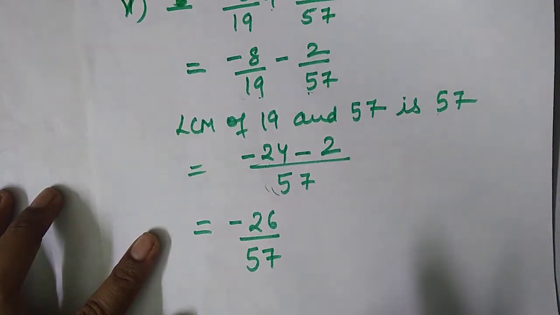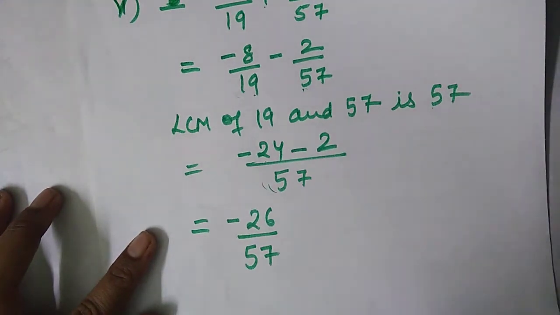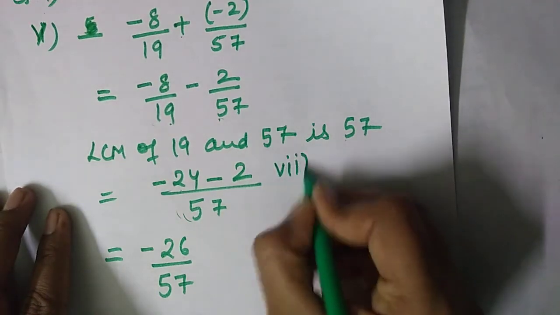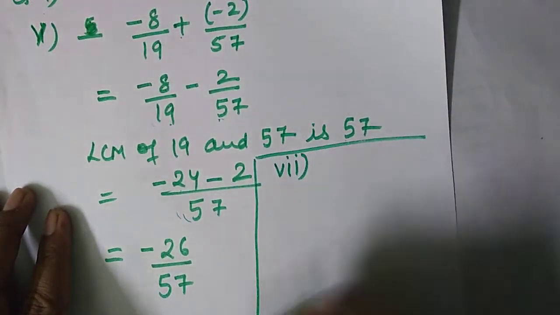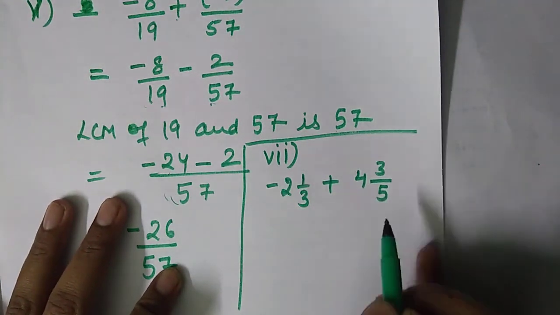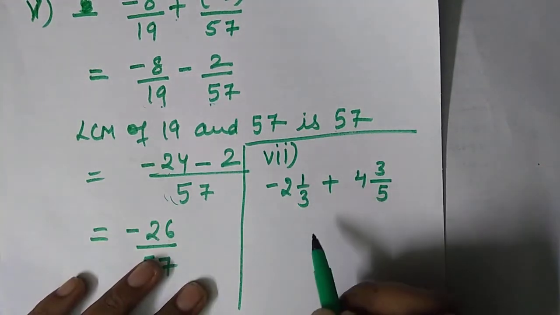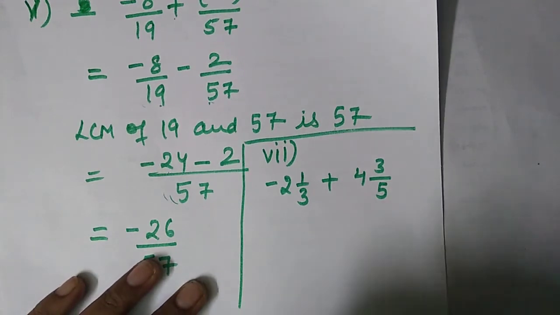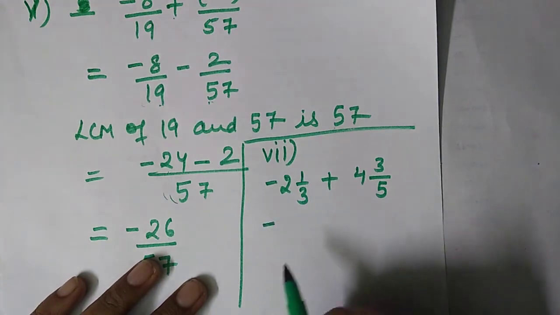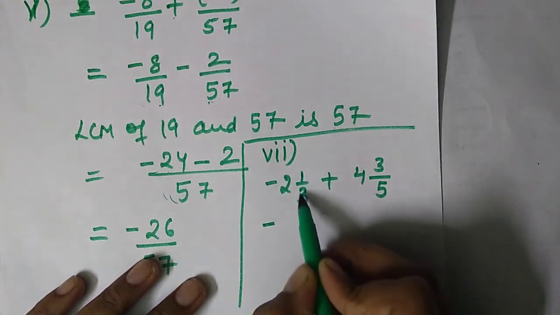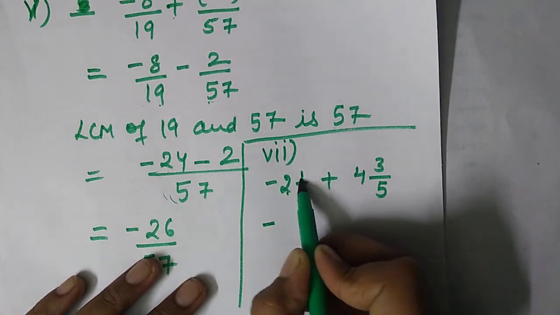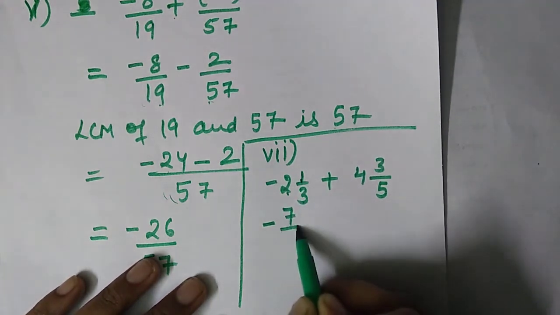Okay, one more part I am explaining, that is part 7. They are mixed numbers. So first I have to convert them into improper fractions. Now this is negative, so I will write a negative. Now you have to convert this mixed number into an improper fraction. This is 3 twos are 6, 6 plus 1, 7 by 3. This is 7 by 3.